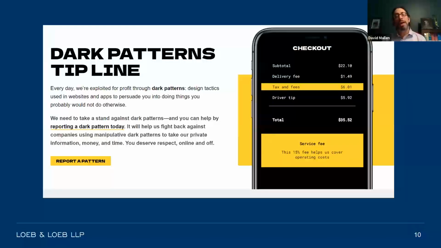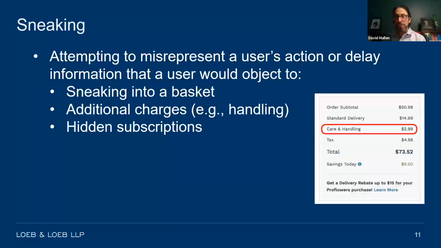And as you know, consumer class actions are watching this space very closely. So this is an example of sneaking, and that, of course, is going to be an attempt to misrepresent a user's action or delay information. If we can go to the next slide, just an example of that would be in a buy flow. You're selling something online, the consumer wants to buy something, and suddenly something sneaks into the basket. Maybe they see it three screens in, maybe there's a defense that it's there before they actually check out and pay, but it would, in the view of the FTC, be considered sneaky, deceptive.